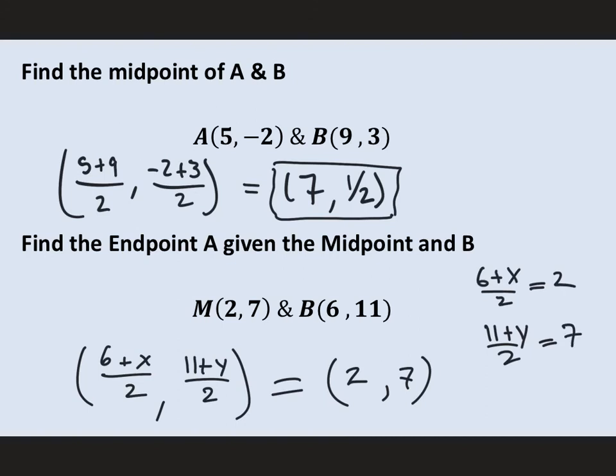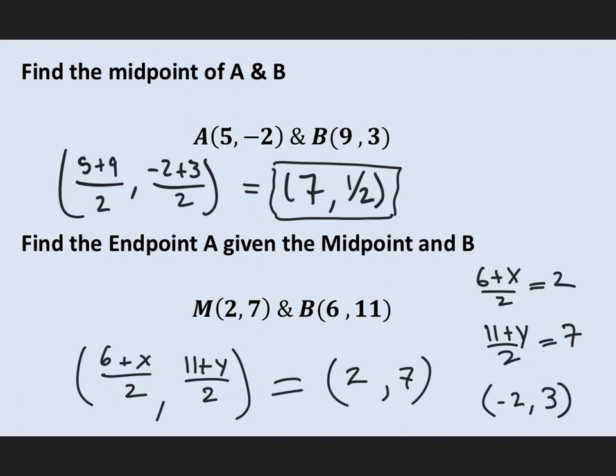All right, we solve this first one. We're going to multiply that 2 over, that is 4. Subtract a 6, we get x is negative 2. Then this one, we're going to multiply the 2 over, that's 14. 14 minus 11 is 3, so that gives us 3.